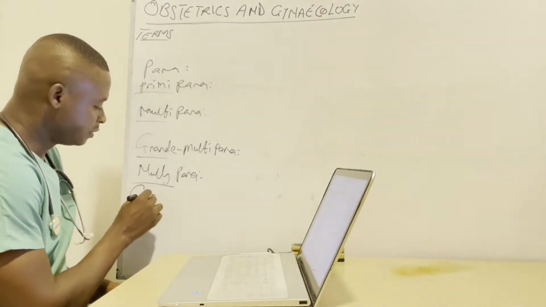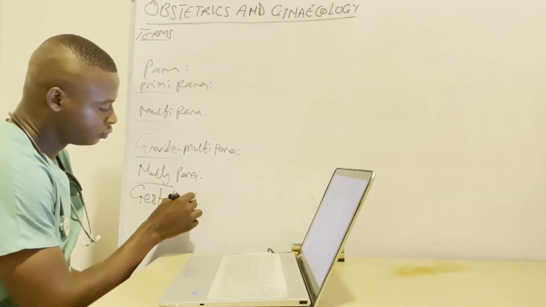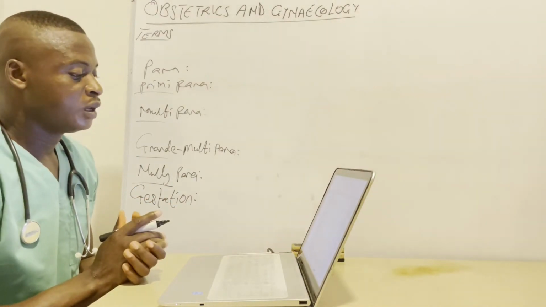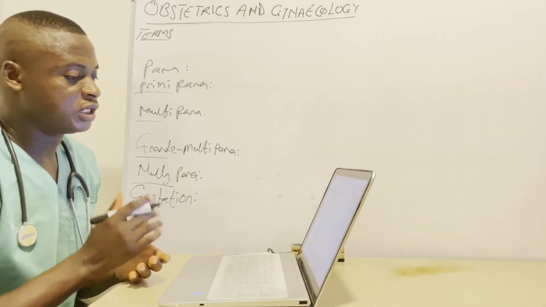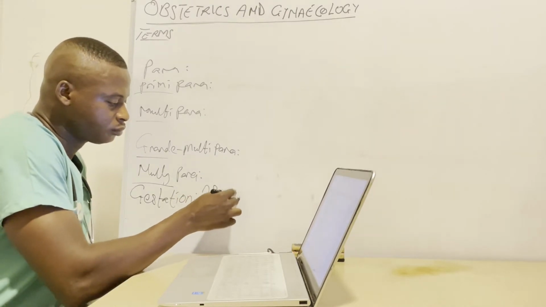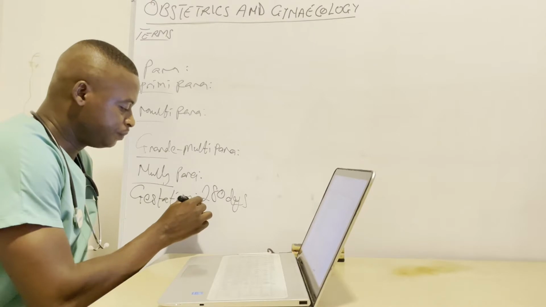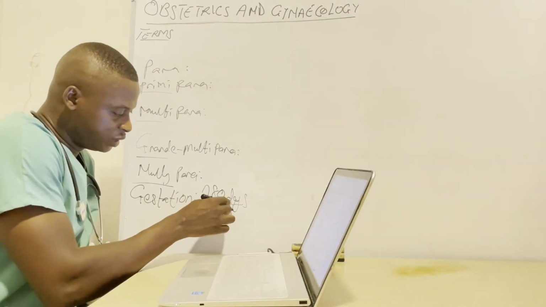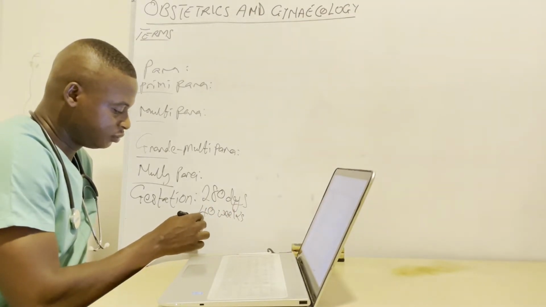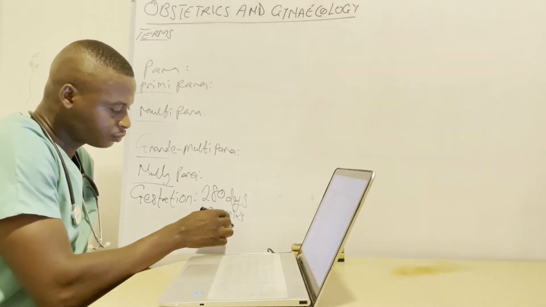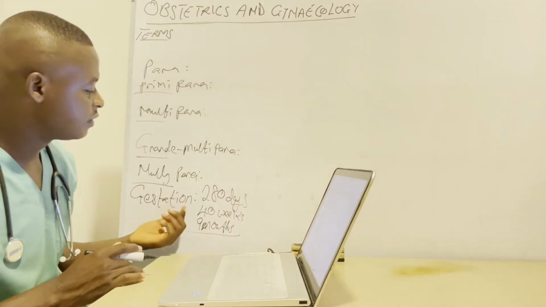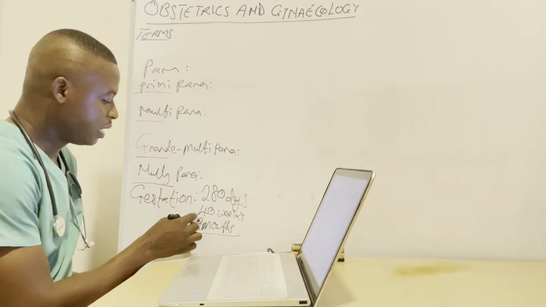All right, let's look at what we call gestation. Gestation happens to also be a very familiar word. So it means the period of pregnancy. The normal duration of pregnancy lasts for 280 days, or 40 weeks, or 9 months. So this is the duration of gestation for human beings: 280 days, 40 weeks, or 9 calendar months.